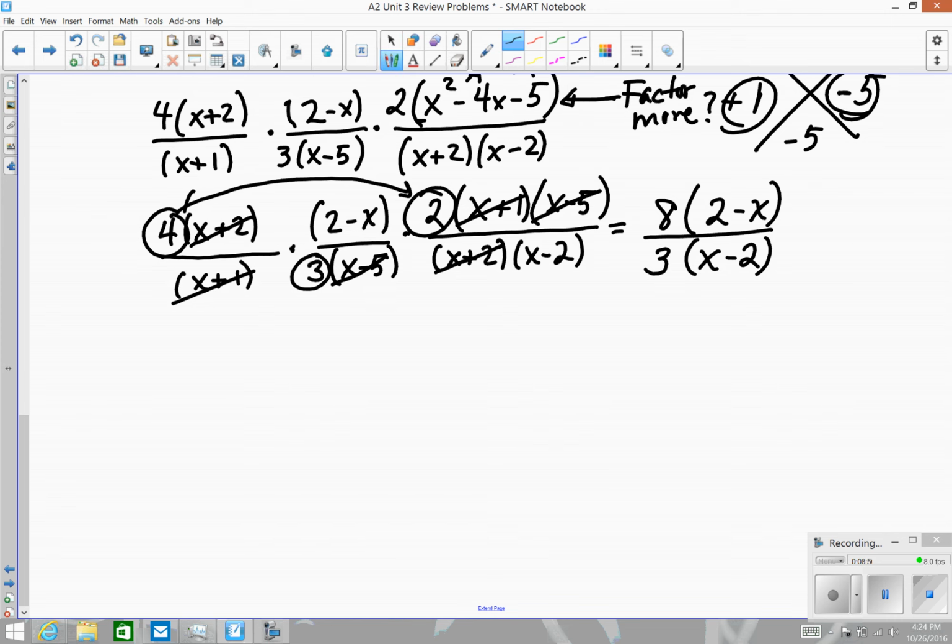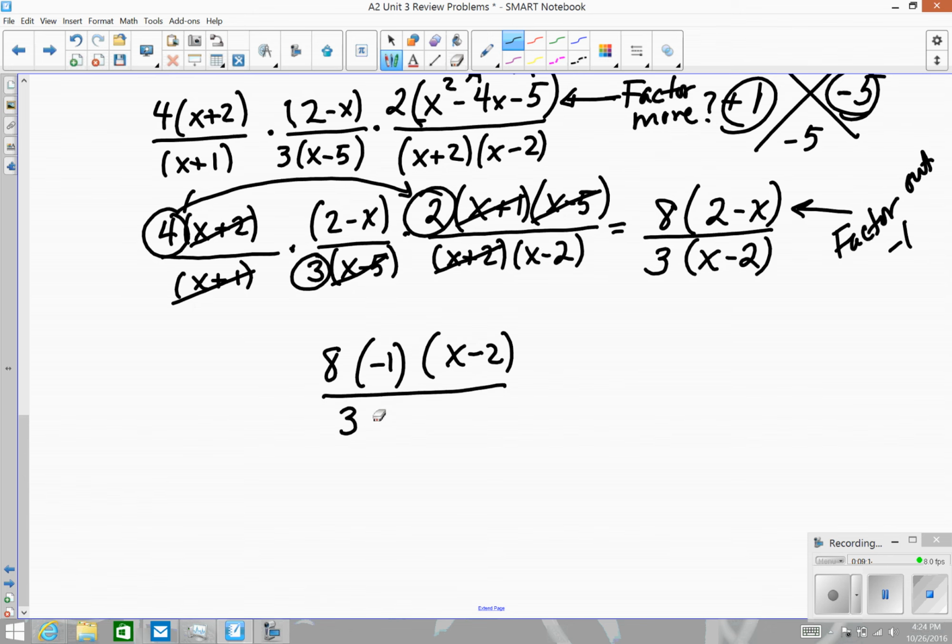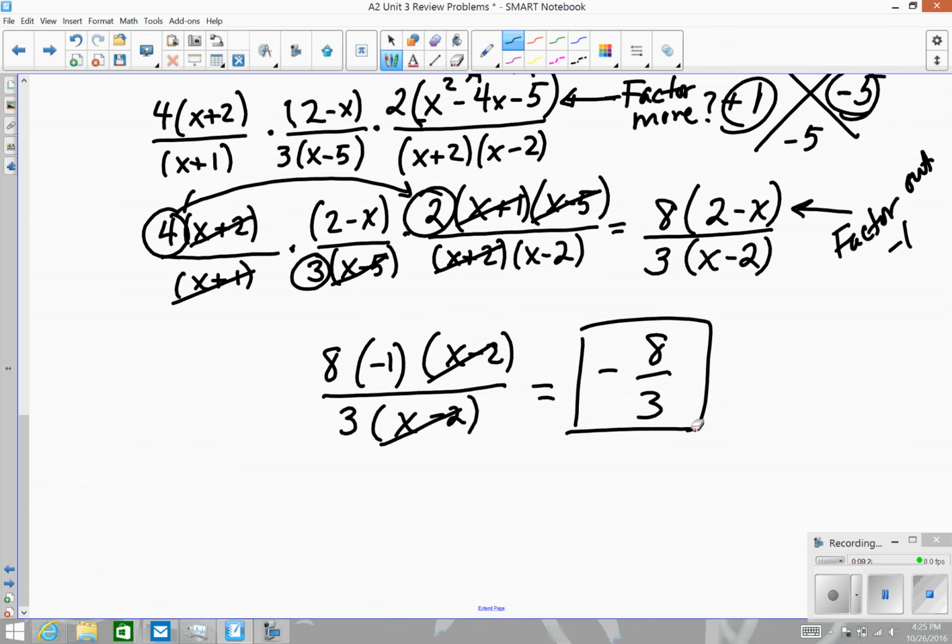So I think what I'll do is factor out a negative 1 out of the numerator. And when I do that, I still have my 8. Now I'm going to factor out a negative 1, and my binomial will become a positive x and a negative 2. And my denominator is still that 3 times x minus 2, but now I have this matching binomial, which will cancel, and looks like I'm left with a negative 8 over 3. And that is simplified as much as I can go on that one.